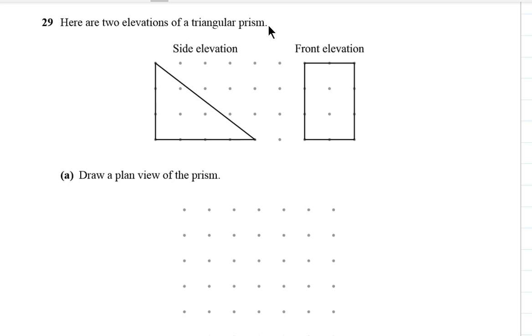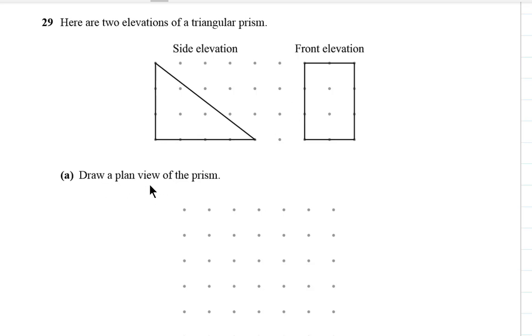Question 29, here are two elevations of a triangular prism. This is the side elevation and this is the front elevation, which means that if you look at the prism from the front, you will find this rectangle with dimensions 3 by 2. If you look at it from its side, you will find a right angle triangle with 3 here and 4 here. This means we take this triangle and turn it 90 degrees to be the side view, and this is the front view.